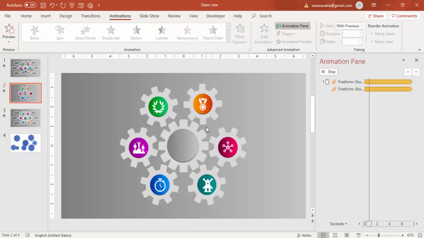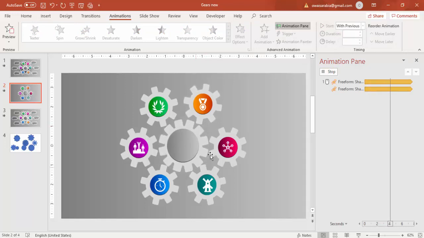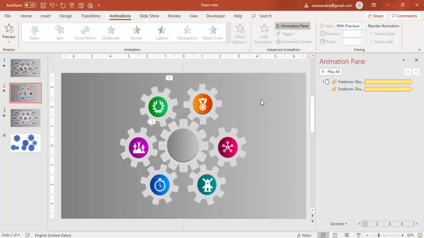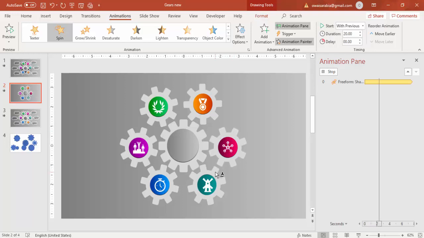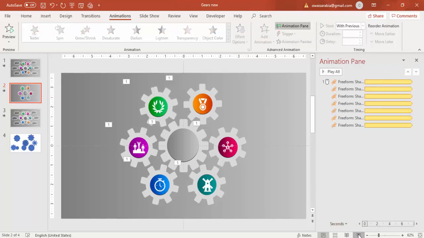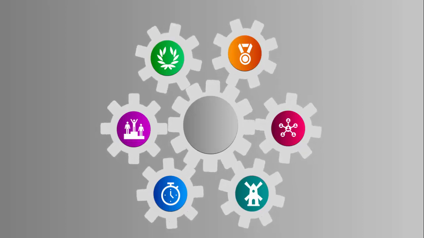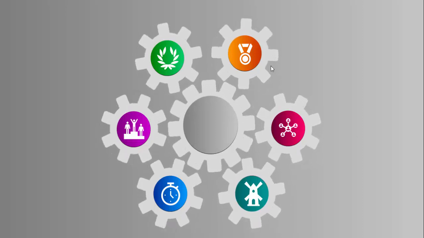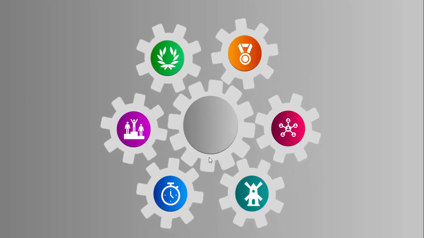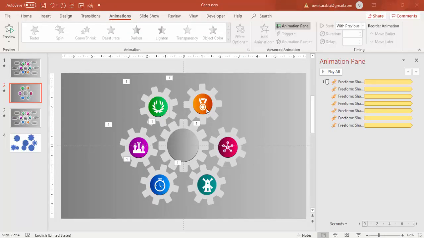Now if you see here, if I play, both are moving in exactly the opposite direction. And then using the animation painter, double click, I'm going to copy the animation to all. So here you can see, if I slide show, when I click, only the center one is going counterclockwise and all are going in the clockwise direction. So the animation part is completed.